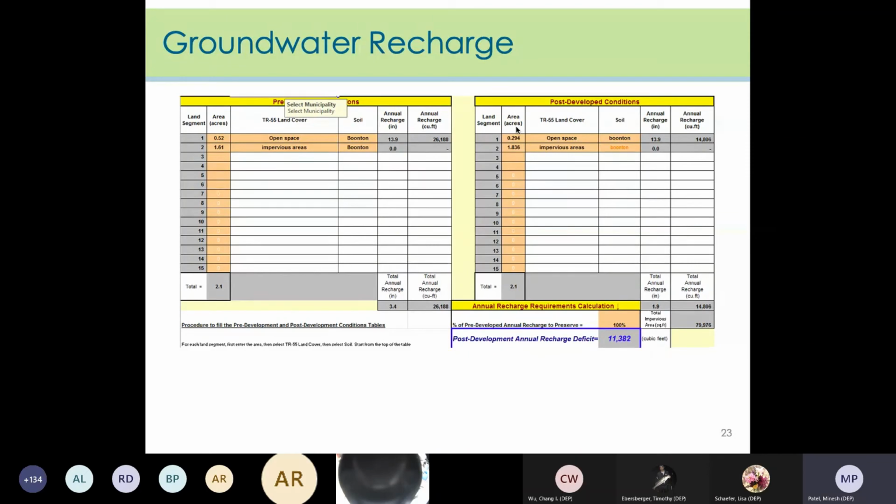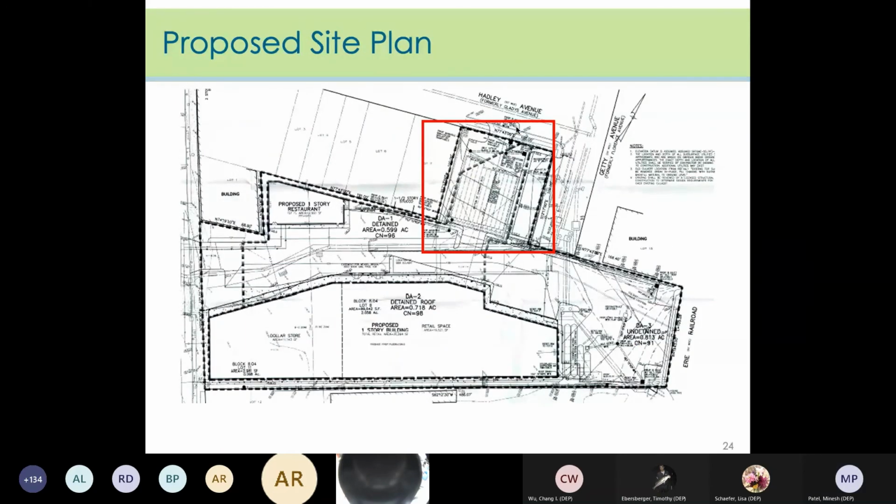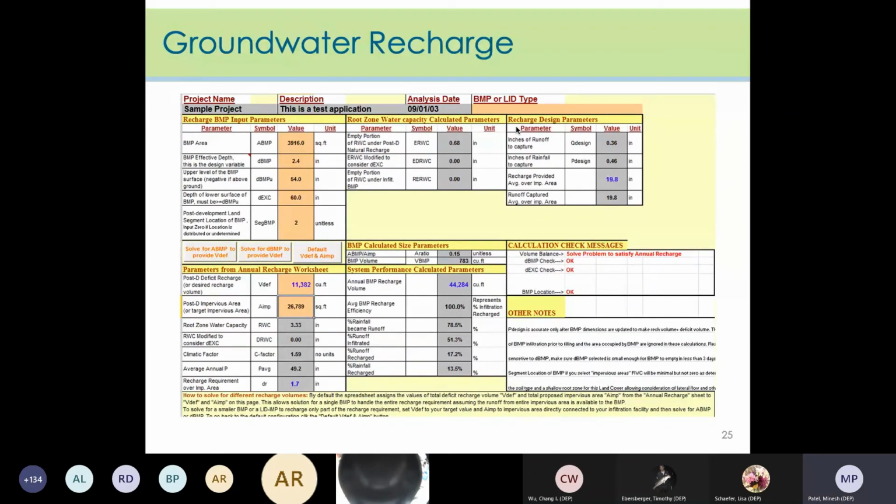Again, as you see here, they submitted a groundwater recharge spreadsheet identifying their land covers for pre and post-development conditions. So they understand their post-development annual recharge deficit, which is surrounded in the blue box at the bottom of the page, which is at about 11,000 cubic feet. The basin, as you see in red, was built under the parking lot at the top of the page. They filled out the appropriate information, even though they didn't need to, but they provided that the basin was approximately 4,000 square feet in area, and we're going to get into more specifics on the individual information here.